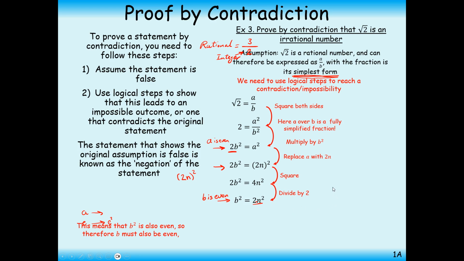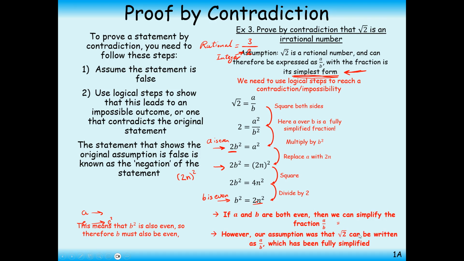So what's the contradiction? Well, we found both a and b to have a common factor of 2, but we said that a and b were already in their simplest form. So why is it that now 2 is a factor of both a and b? So this assumption has come to an impossibility because now we have proved ourselves wrong. Our assumption that the square root of 2 can be written as a over b, which has been fully simplified, is wrong. We have proved this by contradiction.